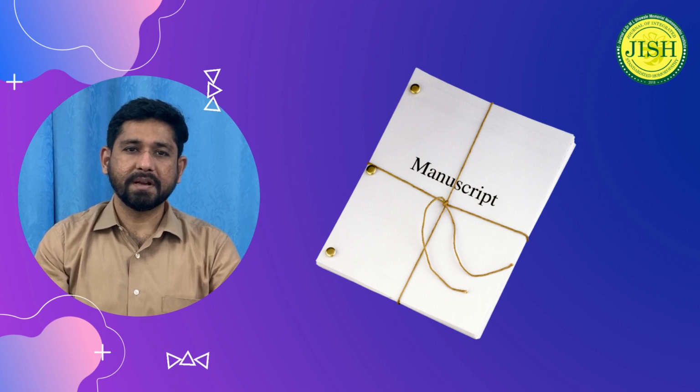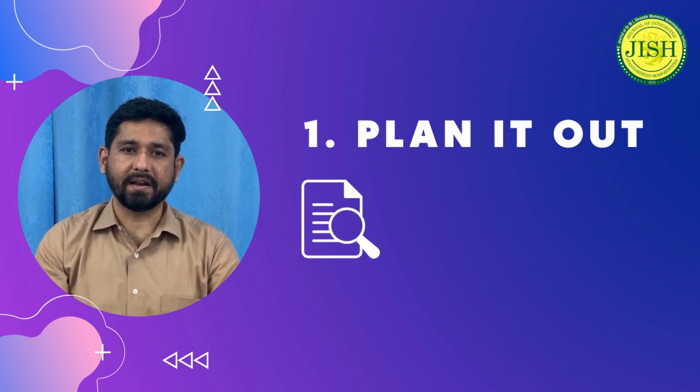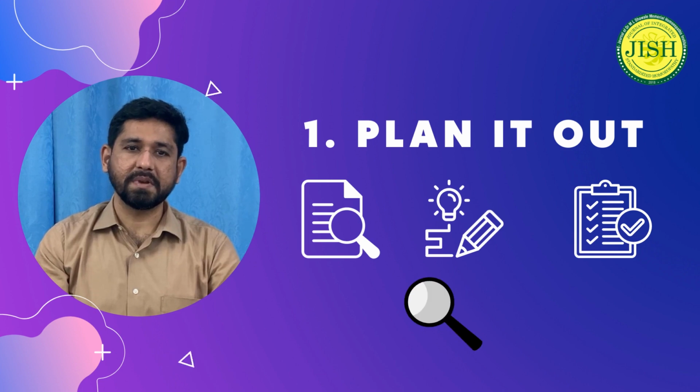Planning of the manuscript becomes the most important part as much as the content of the manuscript is. So what does one do? Number one, plan it out. Planning out means to check what I have in my hand. What kind of research do I have? What is the type of design which I have used? What has been my conclusions? What has been my findings?